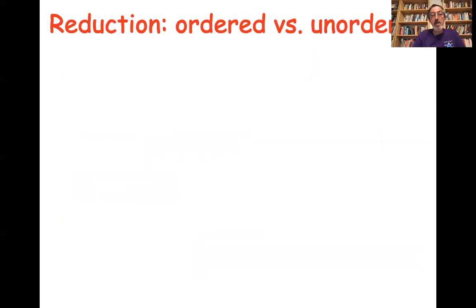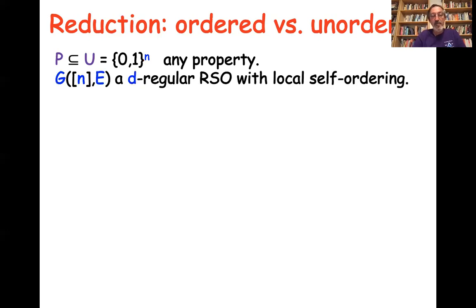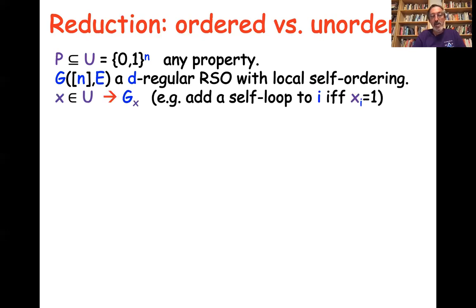So let me spell out the reduction, which is general and maybe has other applications. We start with any property of ordered sequences. We fix an RSO graph with the same size of vertex set as the length of elements in U. And then we encode this sequence in U, like I showed you earlier, into a graph. For example, adding a self loop at vertex I if and only if the ith element of X is 1.